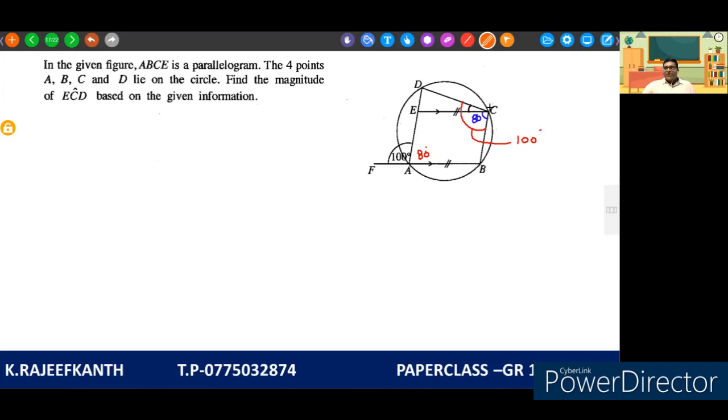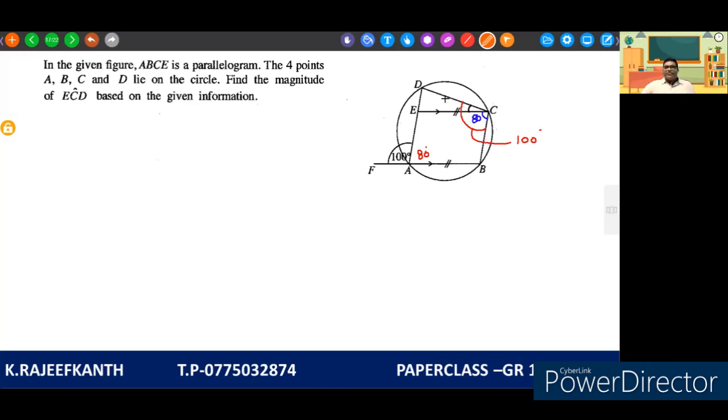And here we know that ABCE is a parallelogram. If it is 80 degrees, then we can mark this angle as 80 because opposite angles are equal. Here first we use that the exterior angle is equal to the interior opposite angle. Then we use that the sum of adjacent angles on a straight line is 180. Then we use that the opposite angles of a parallelogram are equal. So now this is 80 degrees. Here this is 100 degrees.